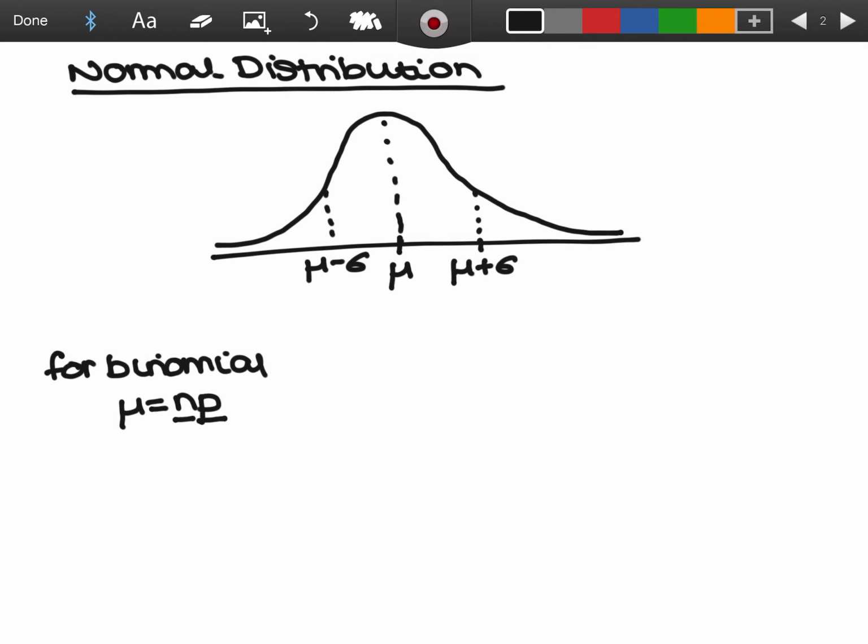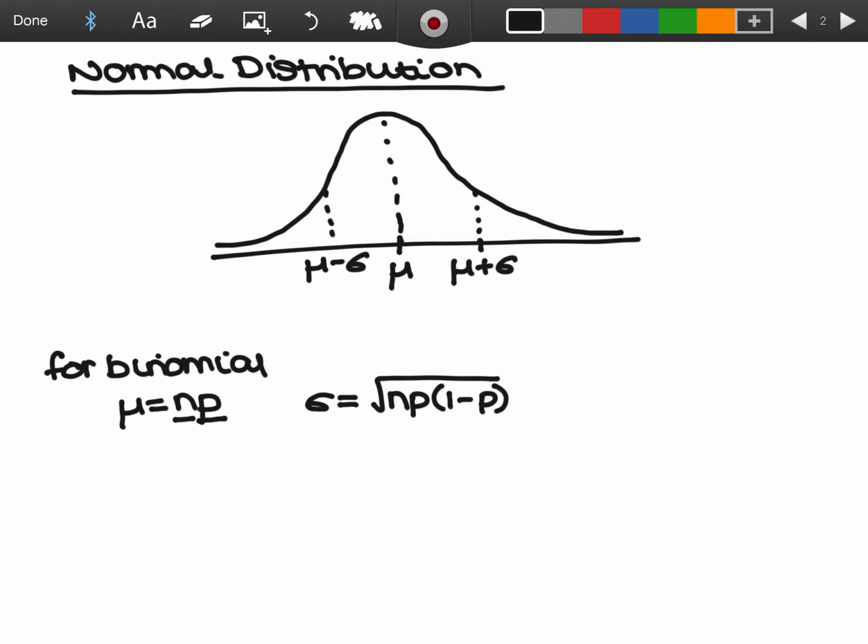So what our mean was in this situation was kind of like our expected number of successes. It was the number of trials multiplied by the probability of success in any one of those trials. So it tells us how many successes we expect to have. So that was our mean, and the standard deviation was given by this formula: the square root of n times p times 1 minus p.